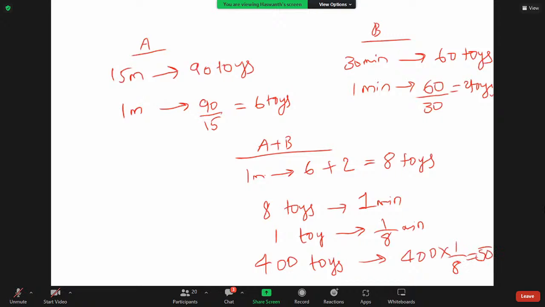So we are finding out in 1 minute how many toys are produced. In 1 minute, A is producing 6 toys, B is producing 2 toys. So in total, in 1 minute, 8 toys are produced. Then using these unitary relations, for 8 toys, if it is 1 minute, for 400 toys, how much time? 400 into 1/8, we get 50.